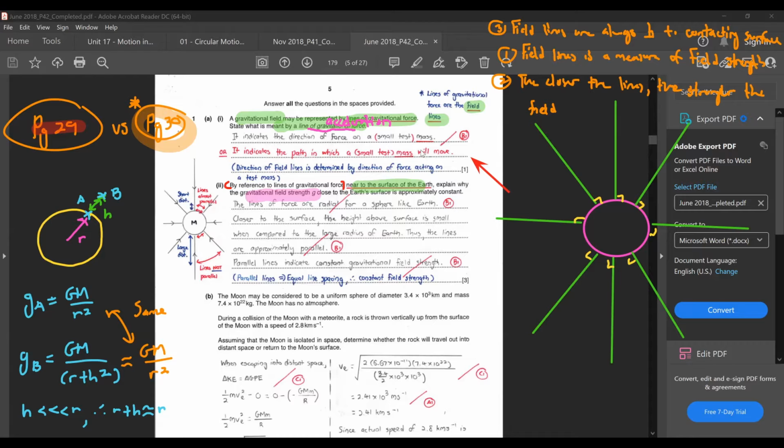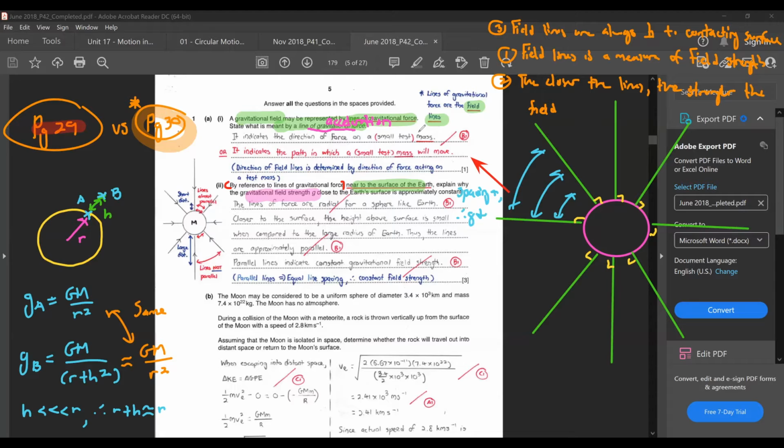What you're interested to see is how the line spacing changes. You can see that in terms of the line spacing, the spacing increases, okay? By right, the spacing increases, therefore, g should decrease.